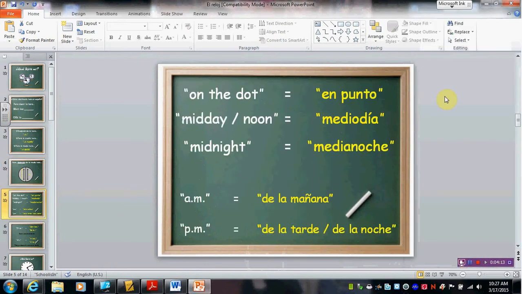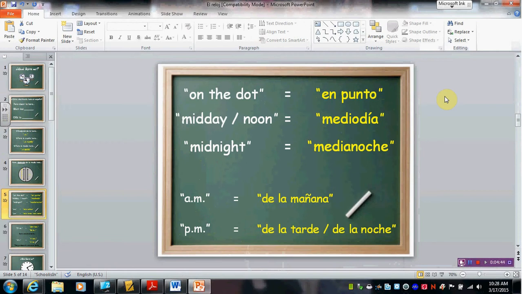Just like in English, we do have words like on the dot, midday, midnight, and we do add something to the time when it's AM or PM. En punto is used for on the dot. Now remember, that's only used when it's 1 o'clock, 2 o'clock, 3 o'clock, not any minutes added to it. And also, en punto in Spanish is only used when the information of AM or PM is not provided.